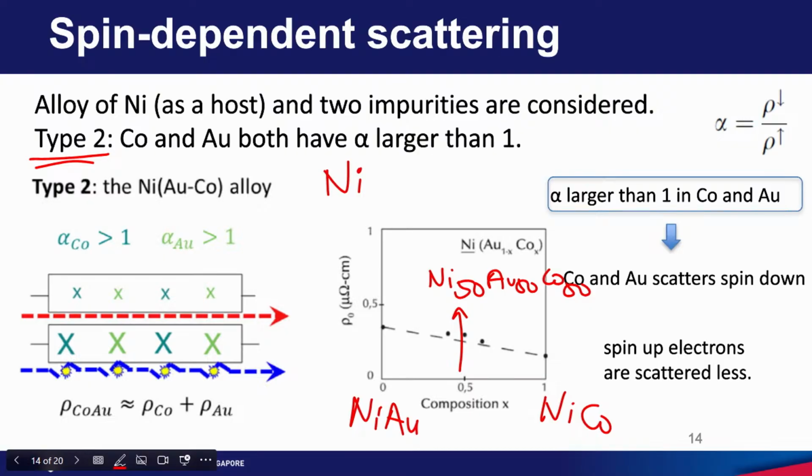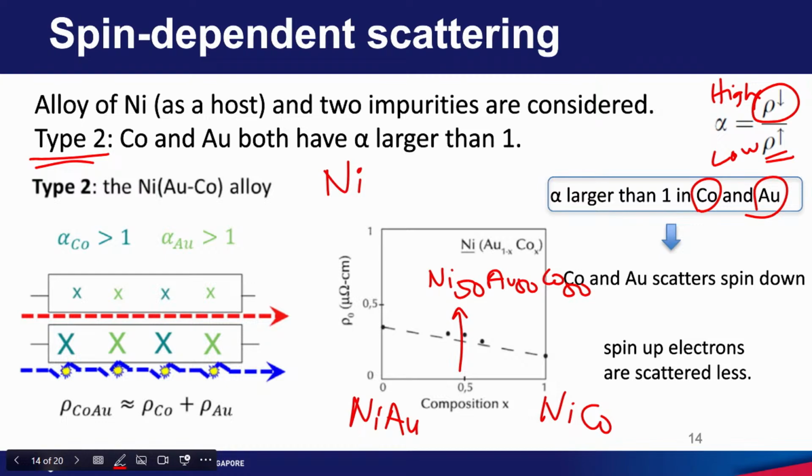So, in this case both cobalt and gold have alpha larger than 1, which means both of them will only scatter the spin down electron, they do not scatter the spin up electron this much. Low scattering for spin up electron, high scattering for spin down electron. So, this is what both cobalt and gold do.